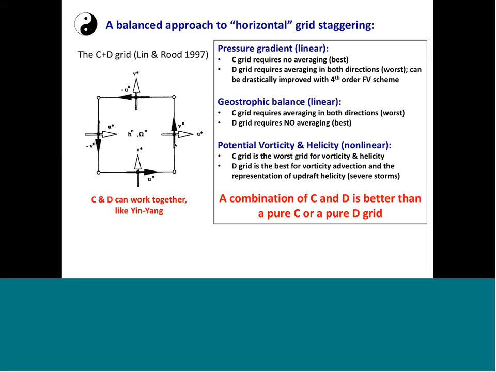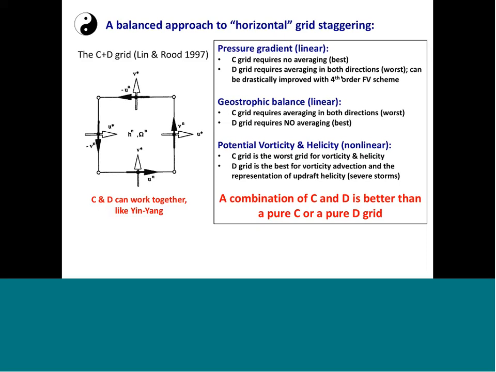So again, let me review it. Pressure gradient: you look at the least averaging principle, and the staggering that provides the least amount of averaging is the best. So C-grid is the best possible grid for pressure gradient only. D-grid requires more averaging. It's actually the worst possible grid for pressure gradient computation, but this is under the assumption of everything being equal. I want to say that everything is not equal, because it's finite difference versus finite volume.